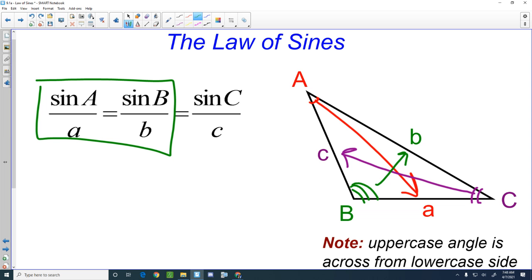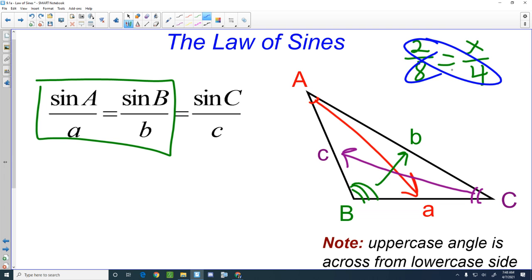Do you remember doing that in old school math? Here's just a simple problem. If I have 2 over 8 equals x over 4, remember when you'd have a fraction like this with an unknown, to solve for it, you use cross multiplication. You basically say, oh, well, this first diagonal, multiply that together, it's going to equal this diagonal multiplied together. And then you solve that equation for x. We're going to use that exact same process here with this law of sines.